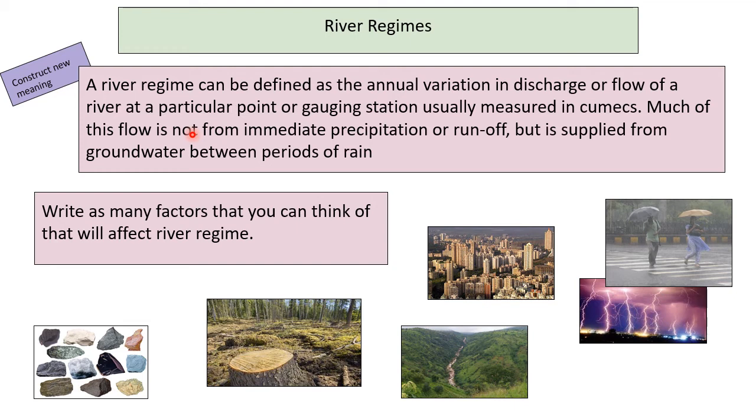Have a think. How many different factors can you think of that are going to affect a river regime over the course of a year? There's a few photos there to hint. So have a go at that. And then in a second, I'm going to get you to read a bit and see if you can add anything else. So stop the video. When you've thought of as many as you can, press play.